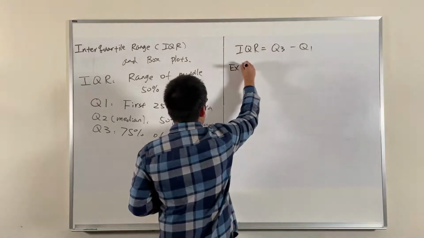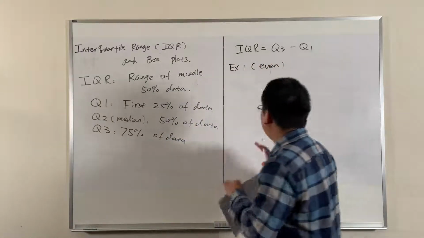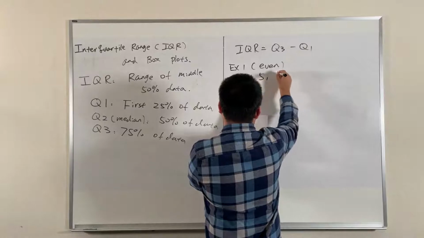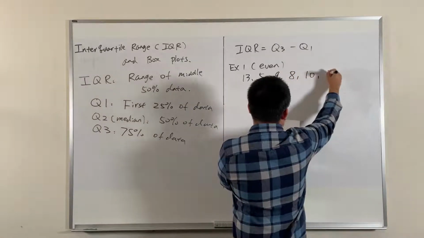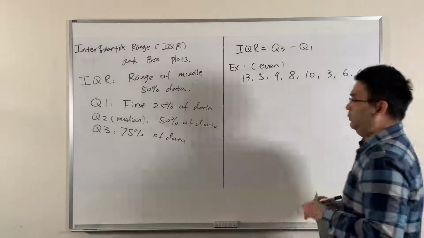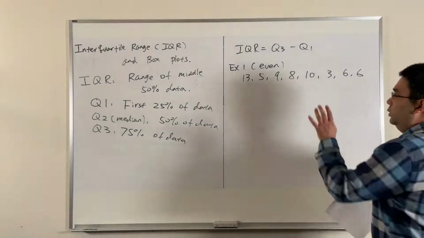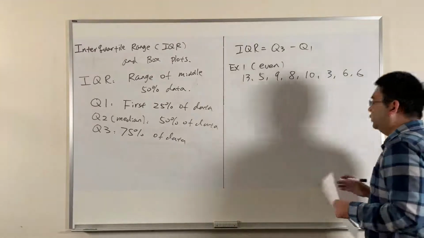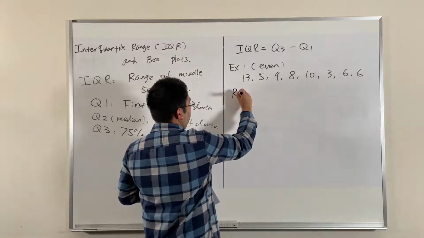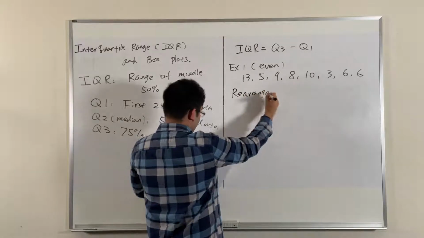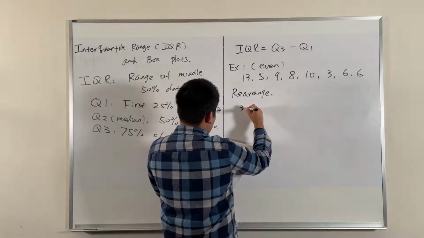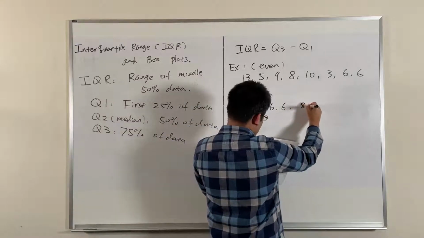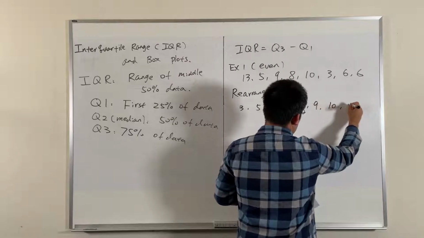So example 1, even. Even means you have an even number of data points. So let's say 13, 5, 9, 8, 10, 3, 6, and 6, right? It's just like finding a median. When you find your IQR, you have to rearrange your data. That just makes everything clear for you to do. So I want to rearrange my data. So it becomes 3, 5, 6, 6, 8, 9, 10, and 13, right?